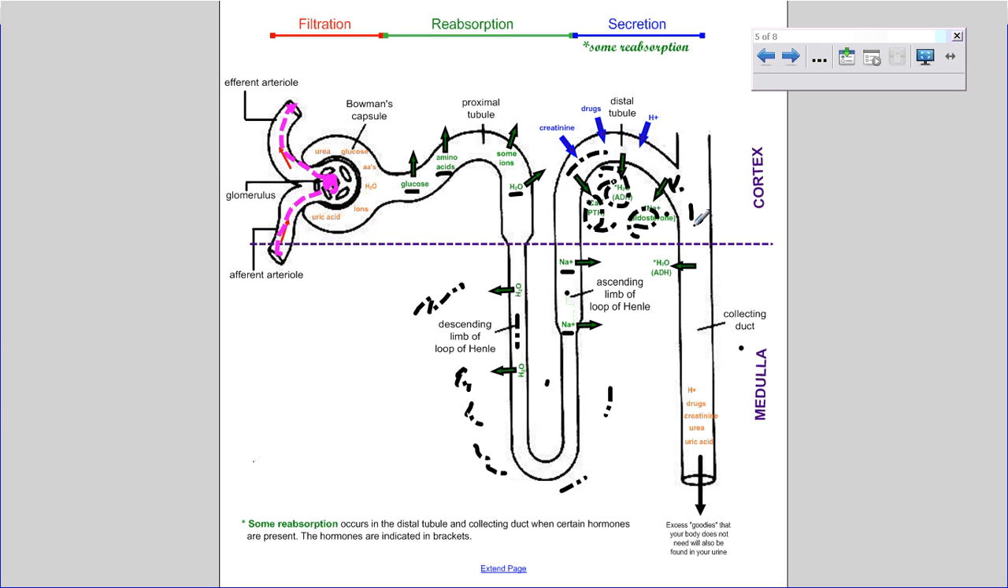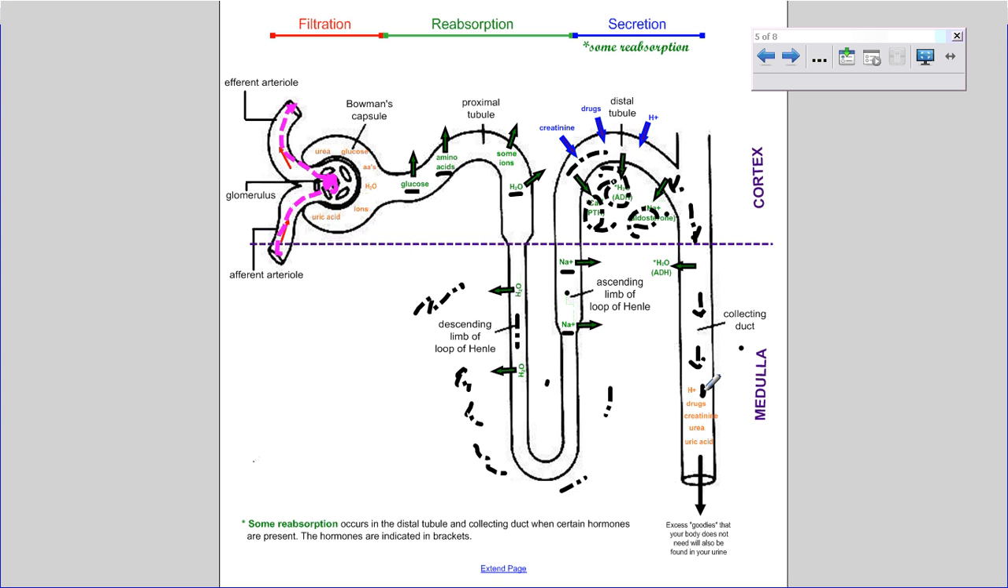Otherwise, whatever else is here is going to be excreted out in your urine. So listed: hydrogen ions, drugs, creatinine, urea, uric acid, and if there's excess items that your body doesn't need more of, then that'll go out in your urine too. So sometimes, if you've had a really big meal and you have way too much glucose, you might have some glucose appearing in your urine, okay?